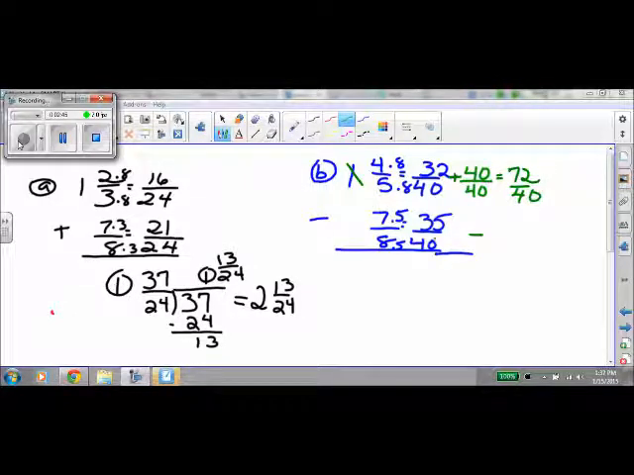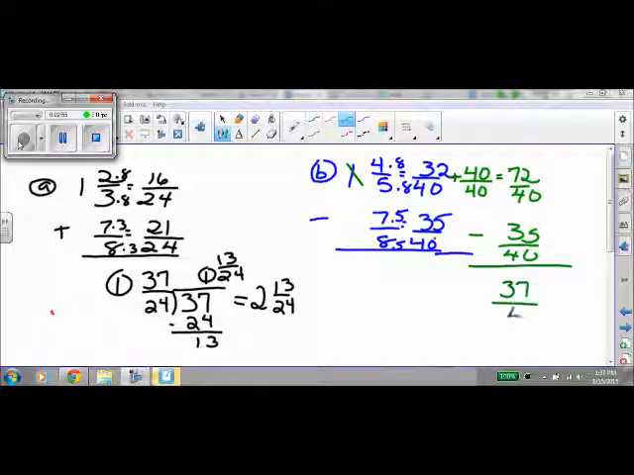Now I can subtract 35 40ths. And my answer is going to be 37 40ths. So what is the difference in the amount of time that he took a nap from the amount of time that he spent helping his mom do housework? He spent 37 40ths of an hour more taking a nap.